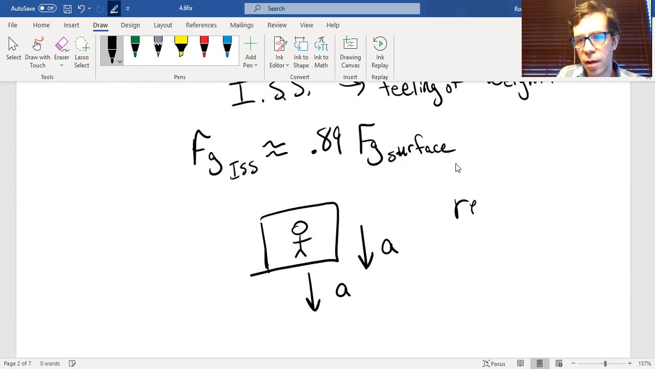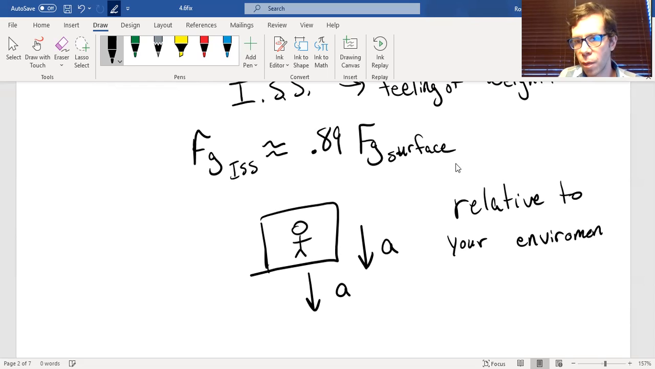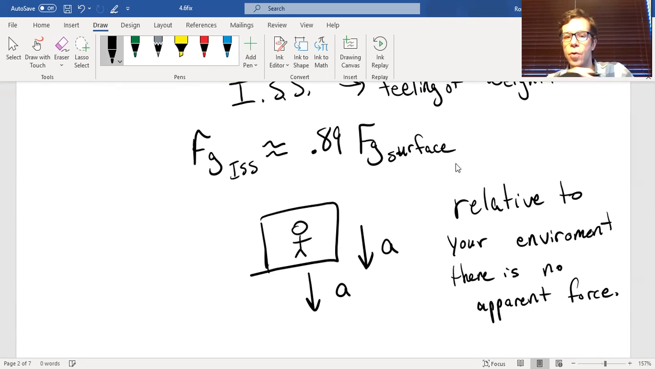So relative to your environment, there is no apparent force, right? Your environment is accelerating at the same rate you're accelerating. So in that frame, it appears that there's no force.